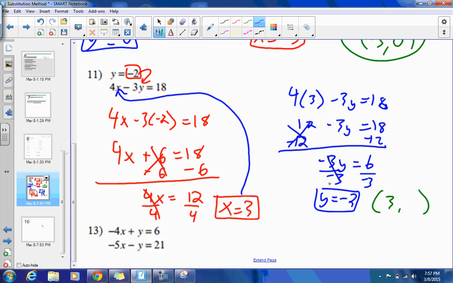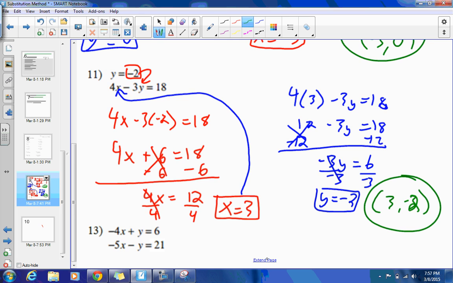So we have our x, we have our y, we can put them back into the ordered pair. (3, -2) is our solution.